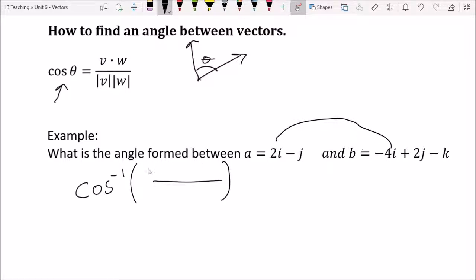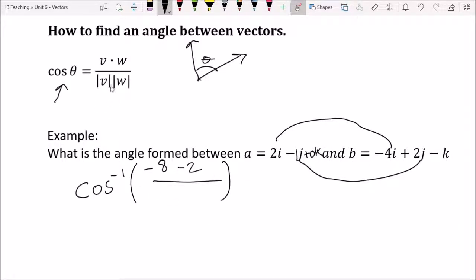If it's i's, j's, and k's, a linear combination form, all we need to do is line up the i's, so 2 times negative 4 is negative 8. And we line up the j's, so that's a j, and that's a 2j. Now notice that's negative 1 times 2, so that's minus 2. And then there are no k's here. So that would be 0 times negative 1, which is 0, so I don't even have to write it.